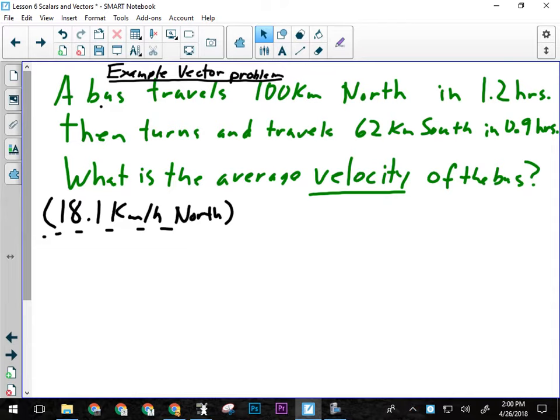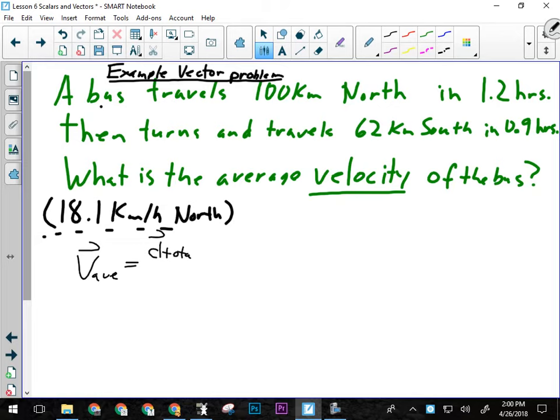So what I have to realize to start it off is that the average velocity, velocity being a vector quantity, is equal to the total displacement of the object, the total displacement over the whole trip, divided by the total time. We said that for this trip, the bus travels 100 kilometers north and then travels 62 kilometers south. So from a vector perspective, I don't get all the way back to my starting point. I am displaced this far from my starting point at the end of the trip.